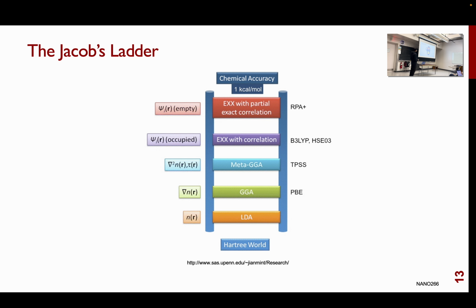Then you have your meta GGAs, and then you have your hybrid methods with exact exchange, and further up, you have exact exchange with partial exact correlation. As you go up the ladder, you get closer and closer to chemical accuracy in terms of your predictions. Okay, but of course, all this comes at a cost, right? Typically, as you go up the ladder, the more expensive the method is going to be, right?